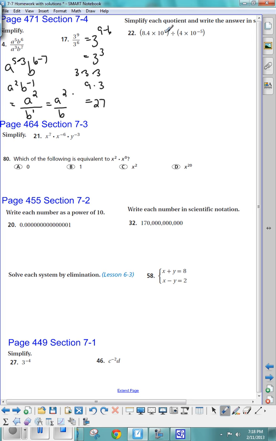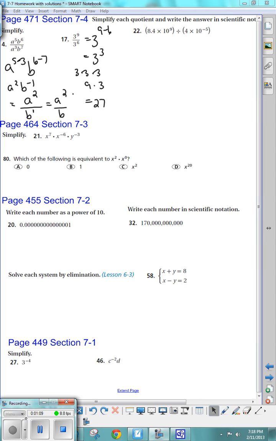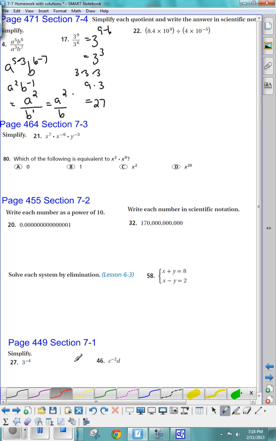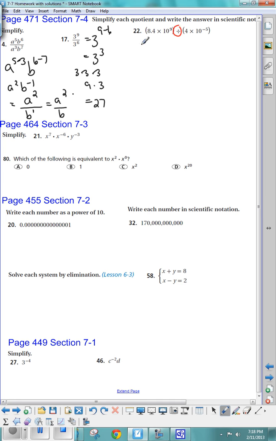Number 22, if you're going to simplify that quotient and write your answer in scientific notation, so what you can do is you can split up your problem. So this is a division problem because it says divide right there. So I can write 8.4 divided by the 4, and then this is times, and then I can do 10 to the 9th divided by 10 to the negative 5th.